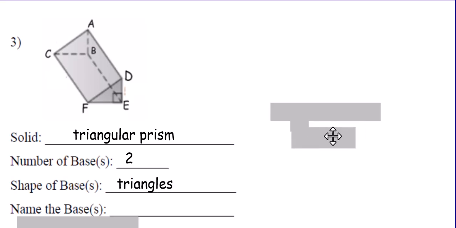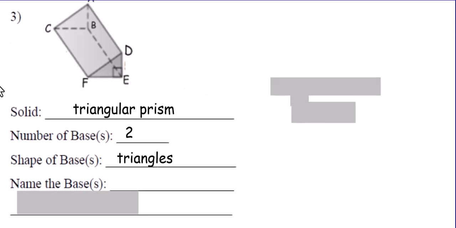Now often, and this is why we look at this question, students will think, oh, well, it's sitting on a rectangle, so that has to be the base, which means there's one base. There's never one base for a prism. There are always 2 bases. And if it's a triangular prism, those bases will be triangles. A lot of times in the English language, we associate the word base with the bottom, but it doesn't have to be the bottom of the shape when we're identifying the bases of 3-dimensional shapes.